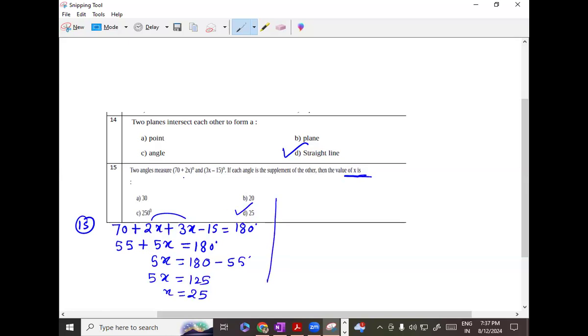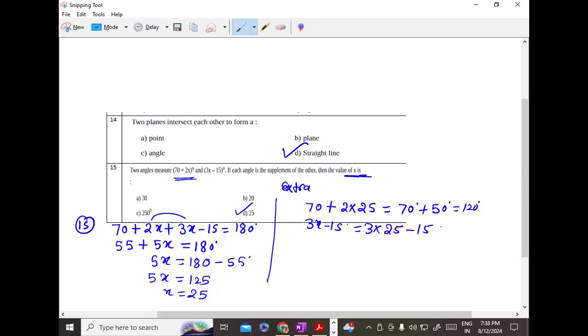If we find out the first angle, we put the value of x as 25: 70 plus 2 into 25, which is 50, so 120. And the other angle: 3 into 25 is 75, minus 15, which is 60. Okay. This is extra work.